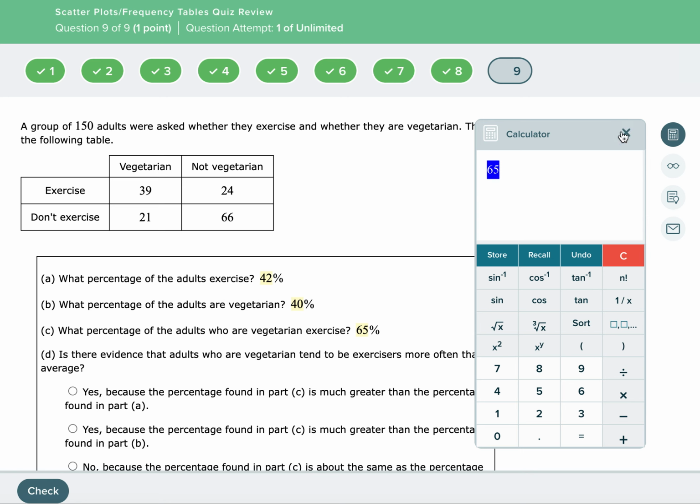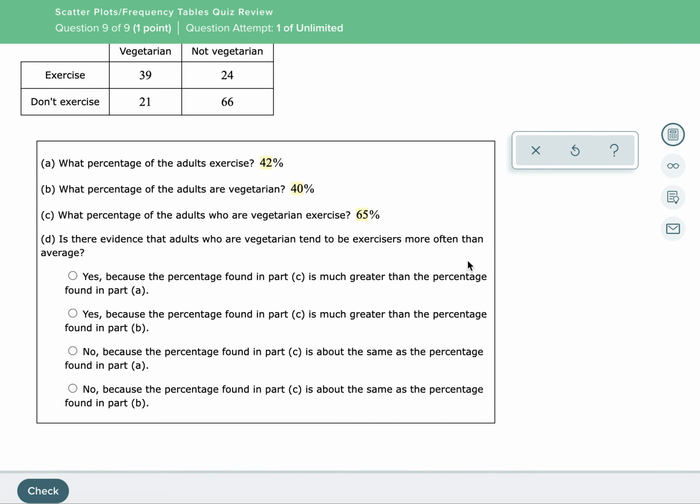All right, now we've got a question to answer about this. It says, is there evidence that adults who are vegetarian tend to be exercisers more often than average? So what I'd want to do is compare the people who are vegetarian who exercise to the whole sample population of people who exercise. The whole sample population of people who exercise was 42%. But when you look at the population of people who are vegetarians that exercise, it's a lot higher. So we're looking at C and A, because they're kind of talking about the same thing, just different samples.